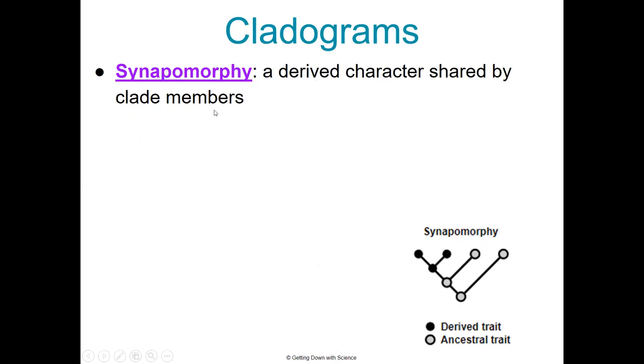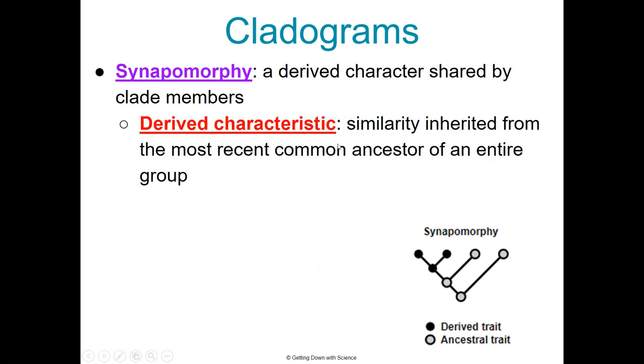synapomorphy is a derived character shared by clade members. So what is that characteristic that they have in common? A derived character is a similarity inherited from the most recent common ancestor of an entire group. So if we're just talking about these two organisms, then here's the common ancestor, that's going to be the characteristic. If we go further down, if this is the common ancestor, then we're saying all 3 of these would share.